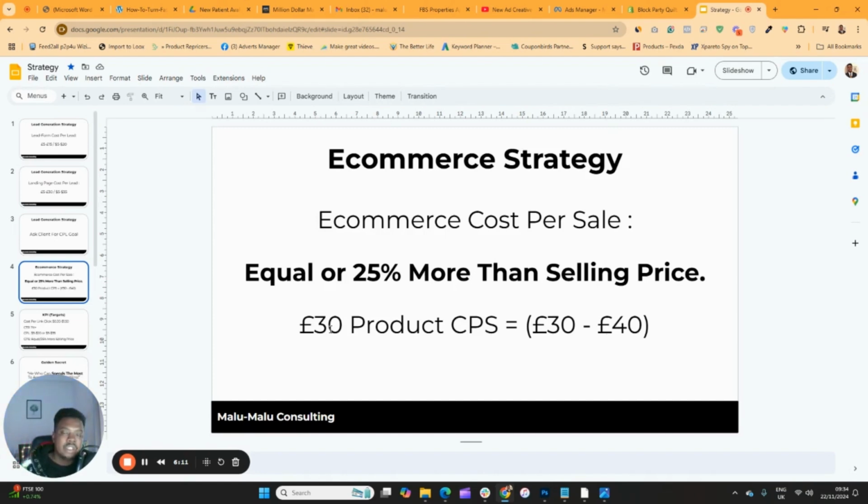But because e-commerce is a lot more competitive, only because it's a lower barrier of entry, like literally a 16-year-old can start an e-commerce store tomorrow, drop shipping a product from China or wherever. So that's the reason why the cost per sale is equal to or 25% more than the selling price. And later on, I'm going to show you exactly how you are going to make this work, mathematically speaking.